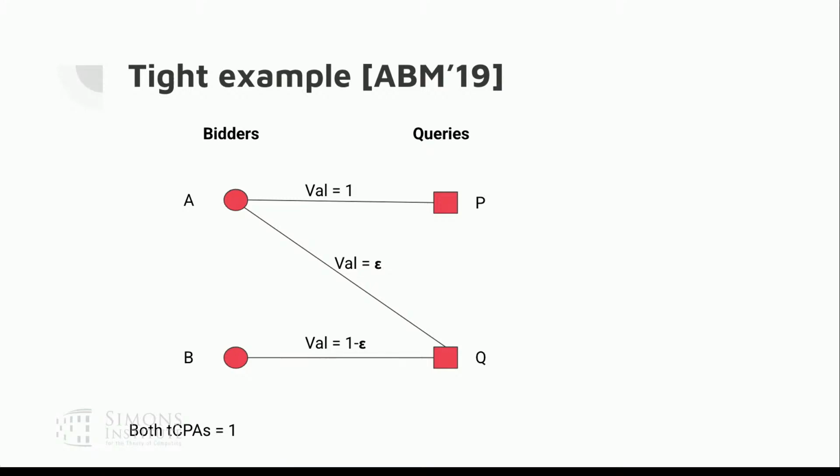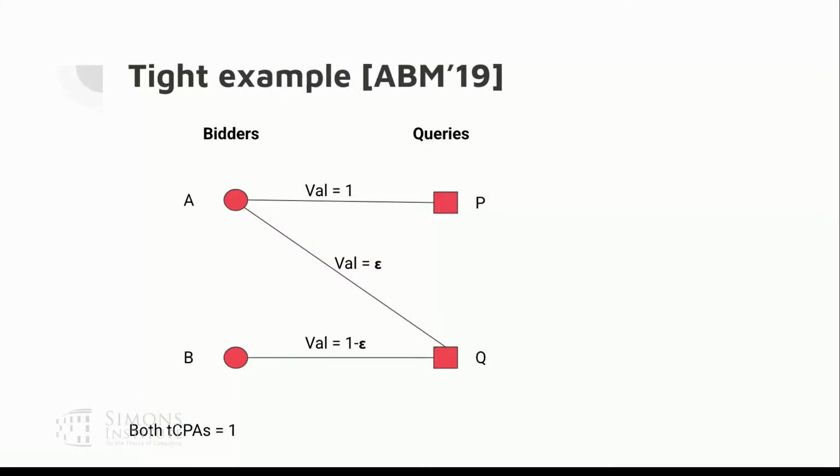And I won't give a proof, but here is kind of the core of what's happening here. And here's, in fact, an example of why you get factor 2. So there are 2 bidders here, A and B, and just 2 queries, P and Q. A has a value of 1 for P, B has a value of almost 1 for Q. And then there is this cross edge where A has a little bit of value for Q. Like, if you give it to me, I'll get a value of epsilon. Well, B doesn't care about P at all.